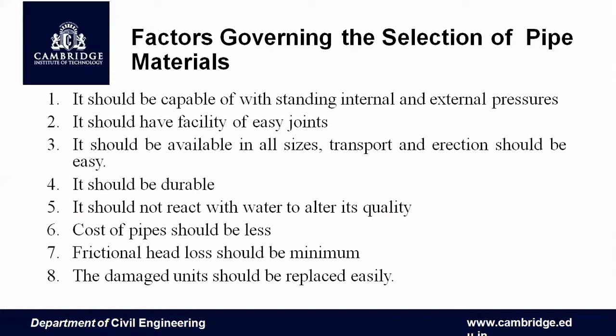And the losses: there will be entry loss, exit loss, and frictional loss whenever we are pumping or taking the water from the source to the distribution end. But as much as possible, the frictional head loss should be minimized. And if any damage has occurred in the pipeline, we have to do the repair. That repair should be easy. Whatever the damaged part we are going to replace, it should be easily done.